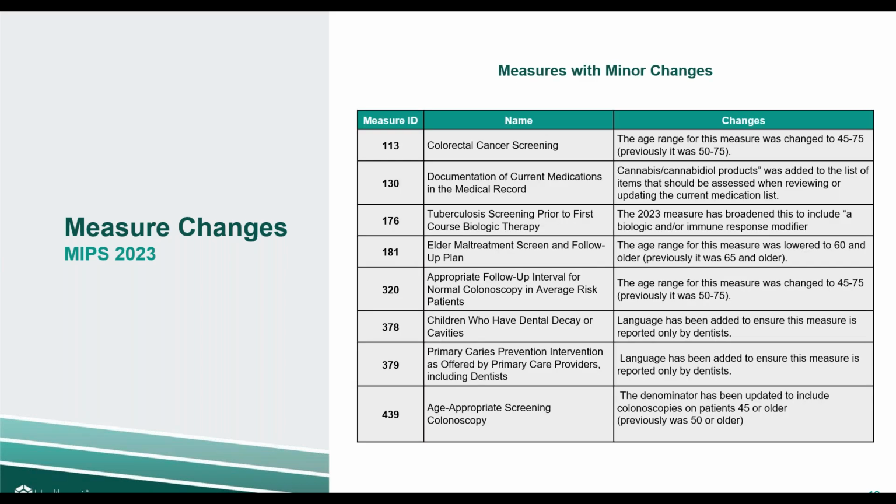Some examples of minor changes that measures often see are age changes. For measure 113, all it did was increase the range for who should be applicable to have a colorectal cancer screening. So now it's 45 to 75 instead of 50 to 75. Also, certain language might be important to be added to measures. For example, for 378 and 379, these eCQM measures have additional language to make sure these are only reported by dentists.